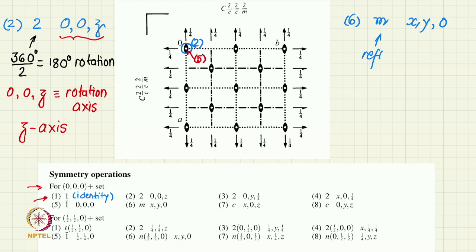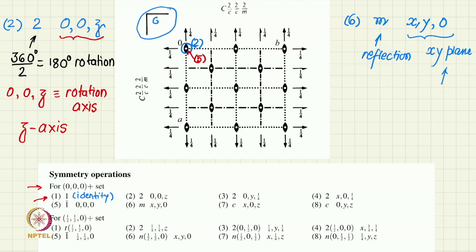So, this represents reflection. So, it is a reflection operation, and if it is a reflection operation, we need to give the plane of reflection, the mirror plane, and that is being given by this triplet x, y, 0. So, z coordinate is fixed at 0 and x, y is left variable. So, that means it is an x y plane passing through the origin. So, there is a mirror reflection in the x y plane passing through the origin. The x y plane, the mirror plane, is what is being shown here by this symbol.